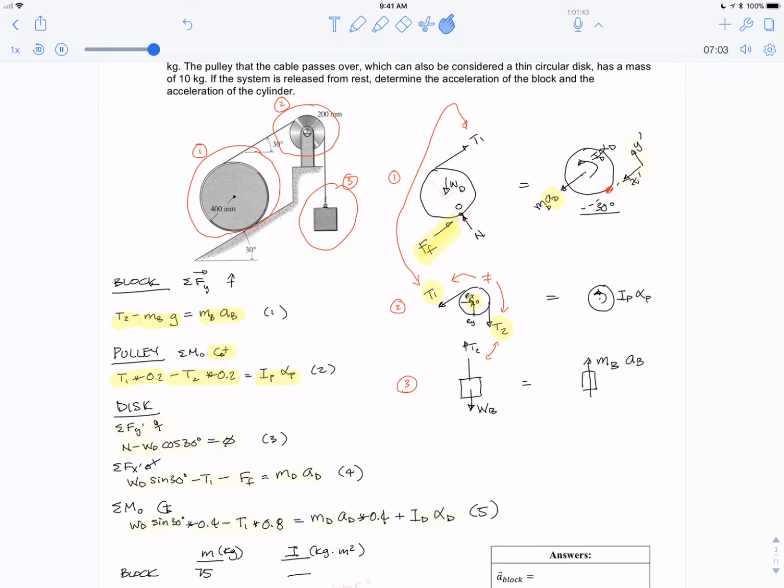Okay, so the disk, we now have three equations, and I've been learning whenever you have an incline problem, it's probably best to take your components along the direction of the incline.